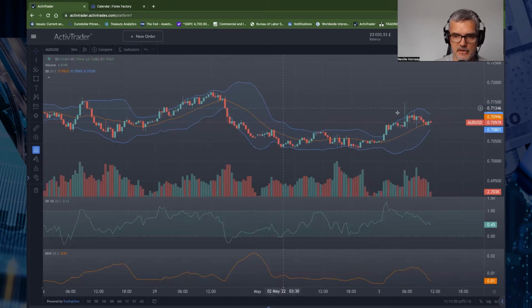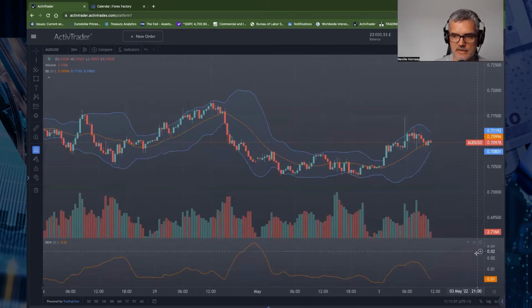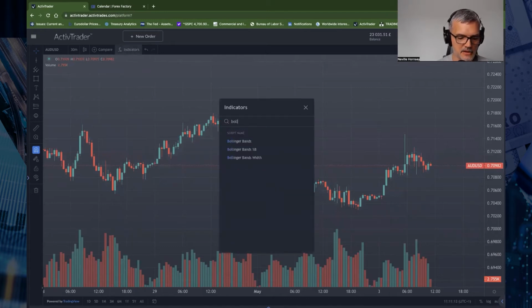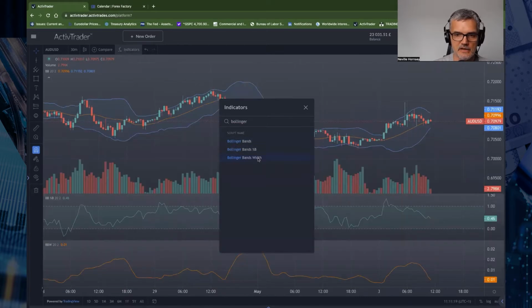This is the chart we're going to build. So I'm going to delete all these indicators and then show you where to find them. If you go to indicators here, type in Bollinger, and then you've got 3 to choose from. You've got the actual bands, you've got percentage B, and then you've got width.